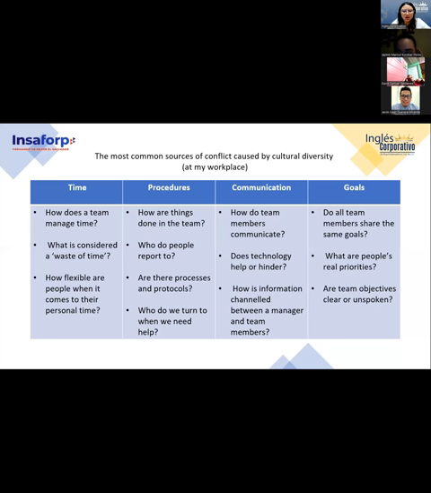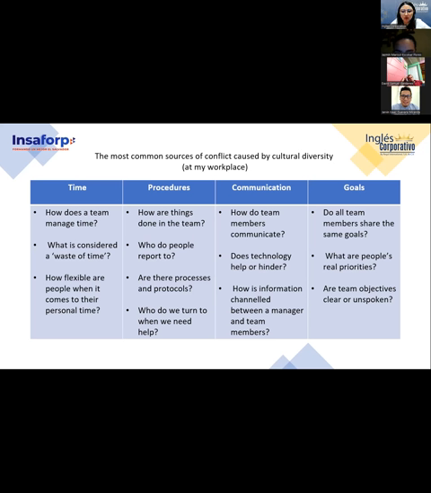Okay, very good job. Procedures. How are things done in a team? Who do people report to? Are there processes and protocols? Who do we turn to when we need help? Of course, these are sources of conflict, okay?